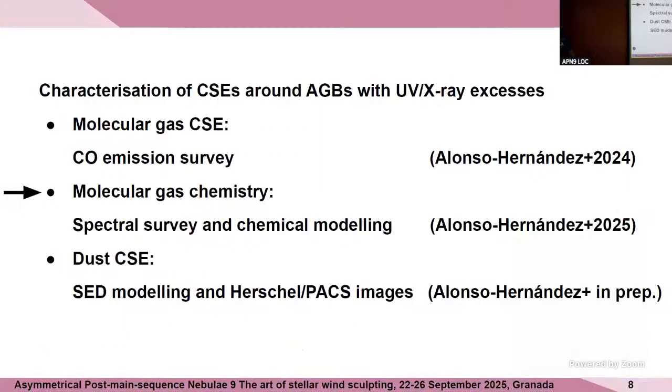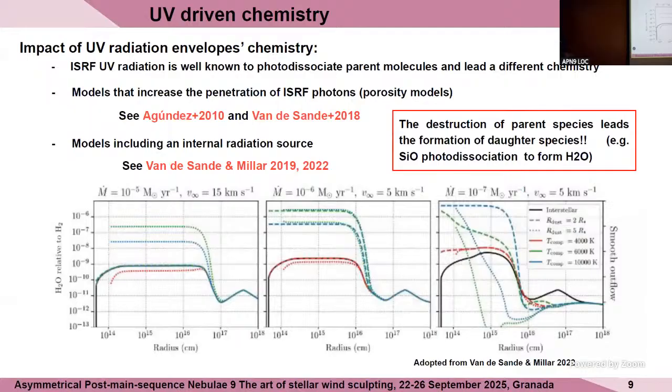Regarding the second section, the effect of UV emission on the circumstellar chemistry is well known, from the pioneering works of Agúndez and collaborators to the more recent work of Marie Van de Sande. Here is an example, and you can see that in a carbon-rich AGB star, the photodissociation of SiO liberates oxygen and produces an enhancement in the abundance of molecules like water.